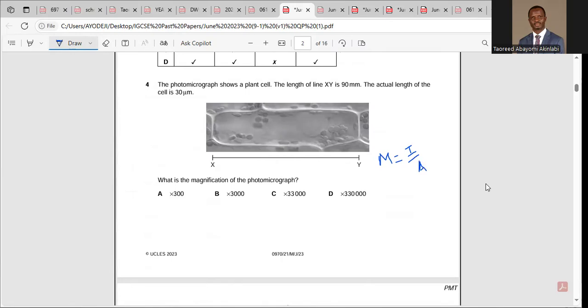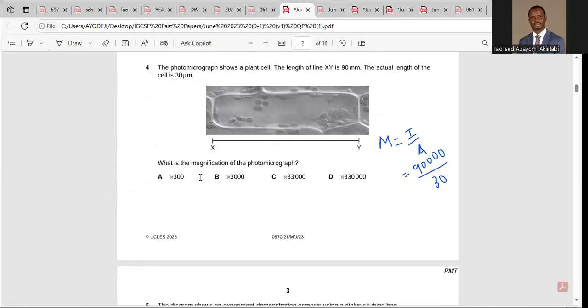1,000 micrometers make 1 millimeter. That means if we convert the 90 millimeters to micrometers, it will be 90,000. That means your magnification will be 90,000 micrometers divided by 30 micrometers. And if you divide that, that should give us 3,000. That means the correct option there would be option B.